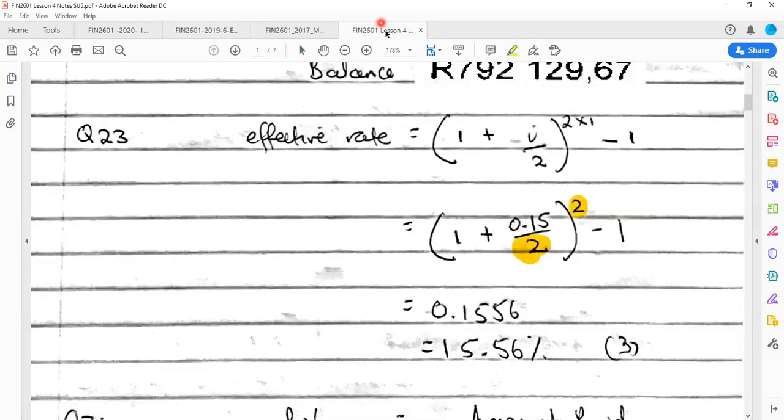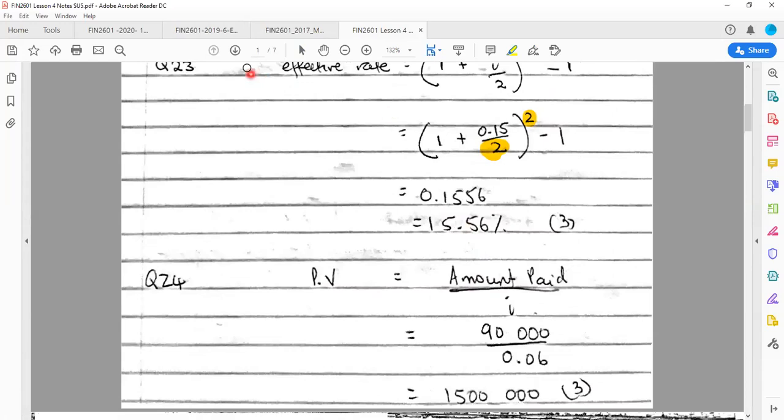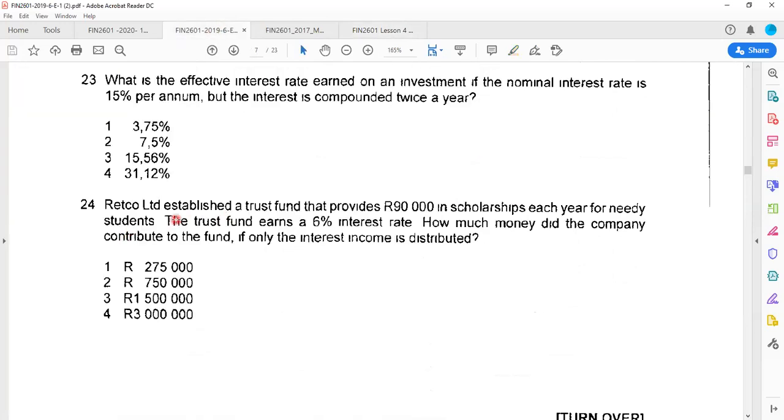And then lastly, for your homework, I asked you to look at question 24. Question 24 says Rector Limited established a trust fund that provides 90,000 Rand in scholarship each year for needy students. The trust fund earns a 6% interest rate. How much money did the company contribute to the fund if only the interest income is distributed?